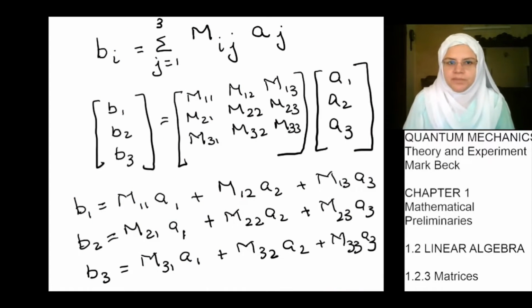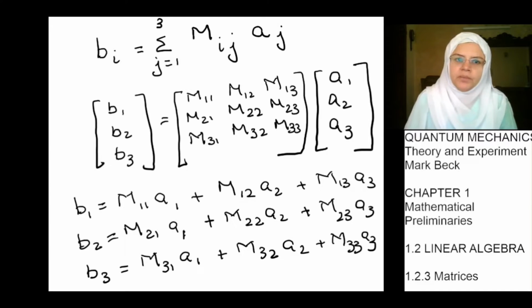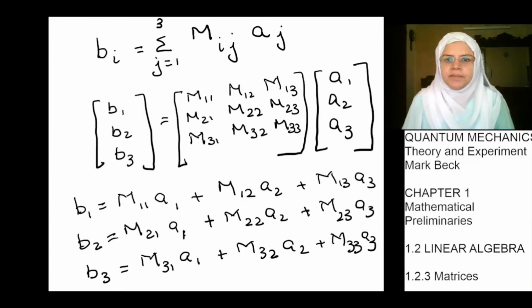This is simple matrix multiplication. It is written in compressed form. Bi is equal to the sum over j from 1 to 3 of Mij Aj. Suppose n is equal to 3 and we have a 3 by 3 matrix. Then multiplying this matrix with a vector gives another vector. The element B1 is equal to M11 A1 plus M12 A2 plus M13 A3. The element B2 is equal to M21 A1 plus M22 A2 plus M23 A3. Similarly, element B3 is equal to M31 times A1 plus M32 times A2 plus M33 times A3. We are multiplying the rows of the matrix with the column vector.